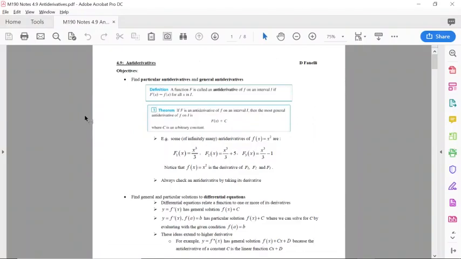So I've included for you in this section some typed notes. I strongly urge you to take a look at them. Read through these notes I've designed for you.